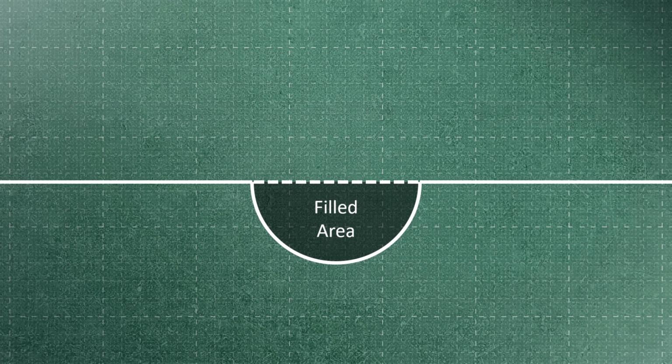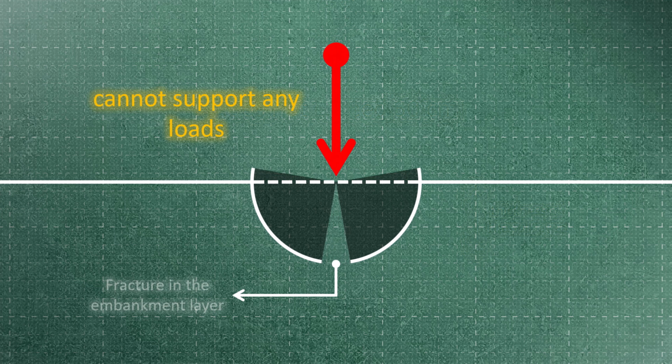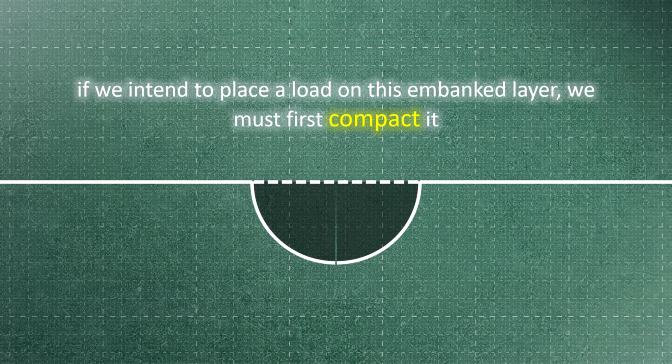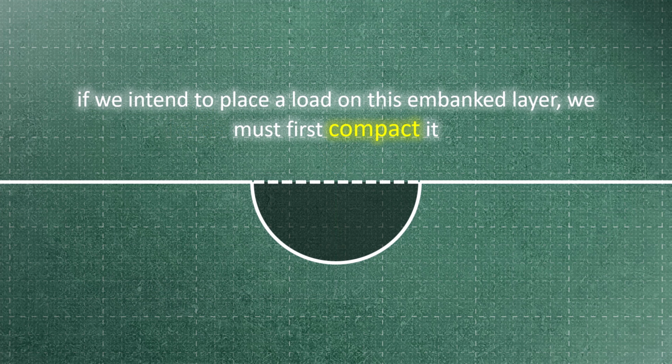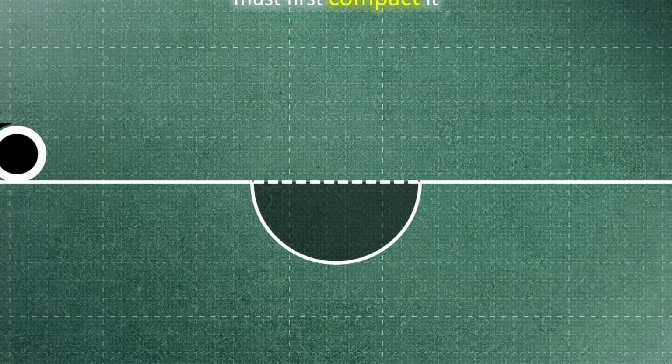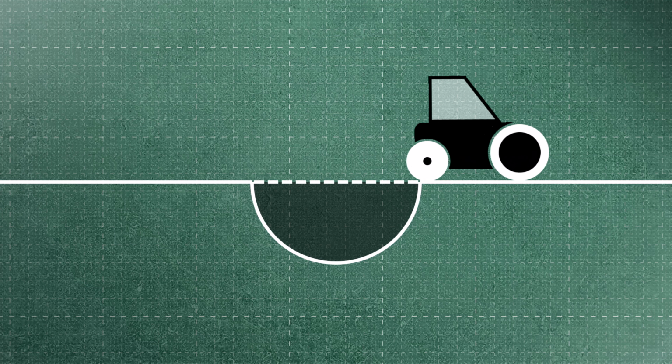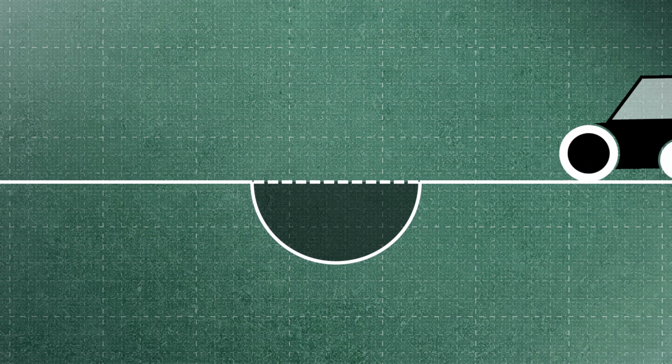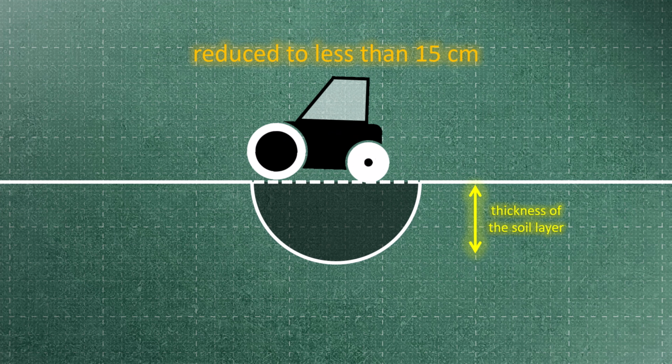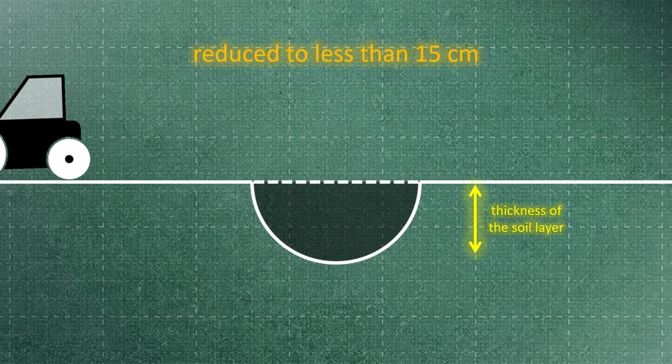When performing embankment operations on a section of land, it is essential to ensure that the thickness of the soil layer does not exceed 30 centimeters. It is important to remember that this embanked layer cannot support any loads. Therefore, if we intend to place a load on this embanked layer, we must first compact it. We can achieve compaction using a road roller. We will continue this process until the thickness of the embanked layer is reduced to less than 15 centimeters.